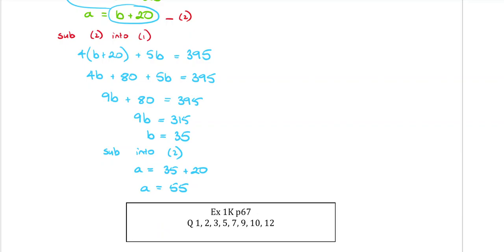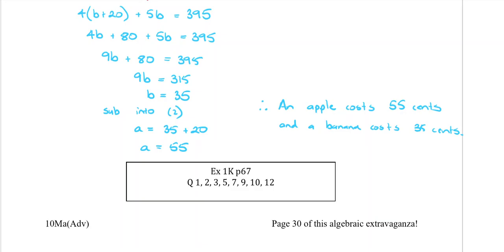All right, A and B were introduced, so finishing it off with a little sentence, we would say an apple costs, and we got apple was 55, so that was 55 cents, and a banana costs 35 cents. Okay, time to do exercise 1K.